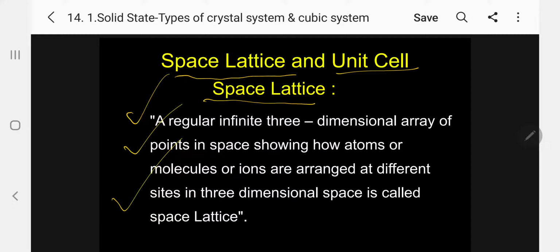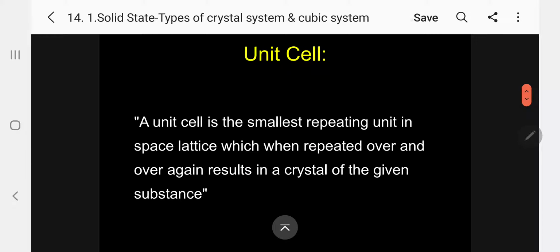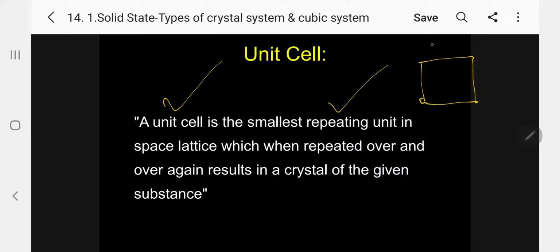Let me repeat again. A regular, infinite, three-dimensional array of points in space showing how atoms or molecules or ions are arranged at different sites in three-dimensional space is called space lattice. Please follow. Coming to unit cell. What is a unit cell? A unit cell is the smallest repeating unit in a space lattice, which when repeated over and over again results in a crystal of a given substance. So we can simply draw a rectangle here.